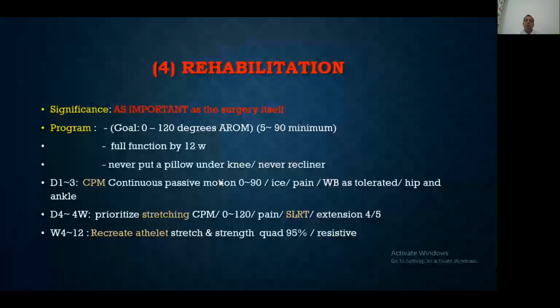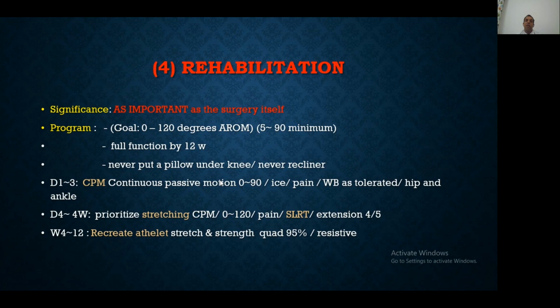So what can we do in rehabilitation? We have a goal to restore the range of motion of the knee from 0 to 120, and the minimum range accepted is 5 to 90 in some stiff knees. We need to afford the patient full function of the knee by 12 weeks.